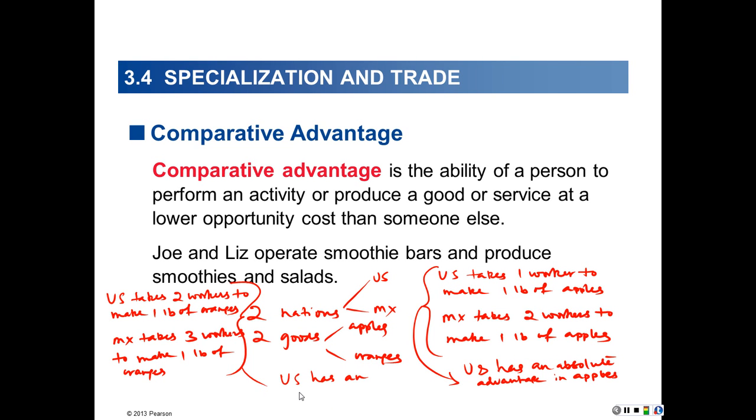So we have a story here where the US has an absolute advantage in both goods. The US has an absolute advantage in both goods. Now that's possible. It's possible for one party to be better than another party in everything. But now the question arises, is there any benefit to these two countries trading with each other?